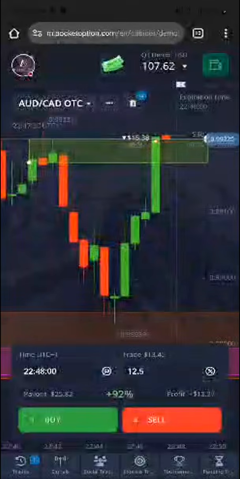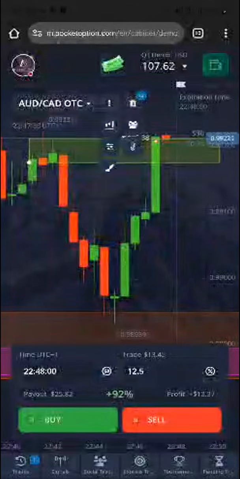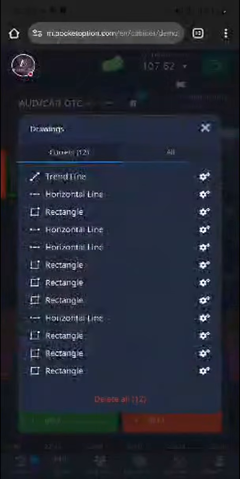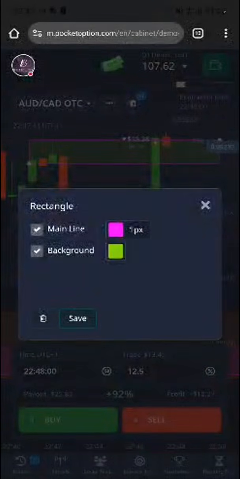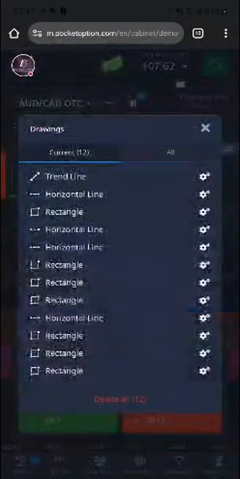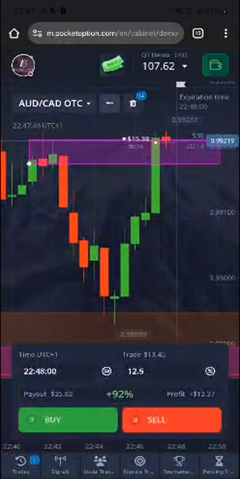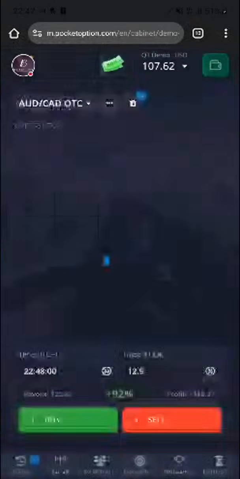I'm expecting a pullback from here. You understand? We have a supply here. But you see that supply, this is the entry. We have an entry right there. So taking the trade above the round number is a very smart choice actually.